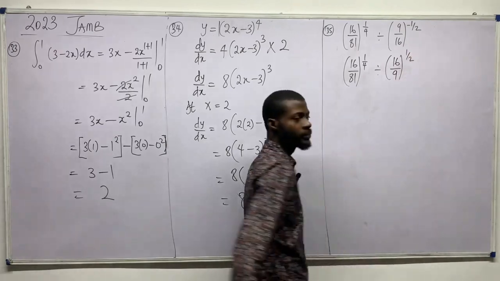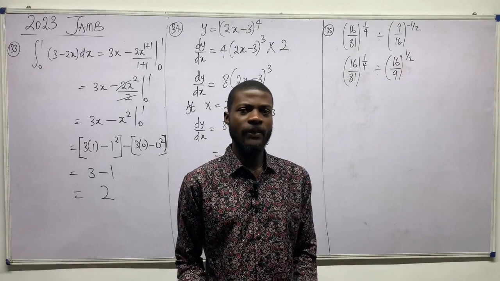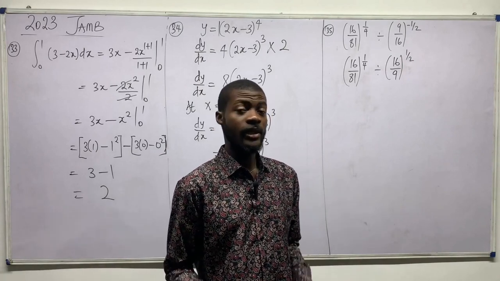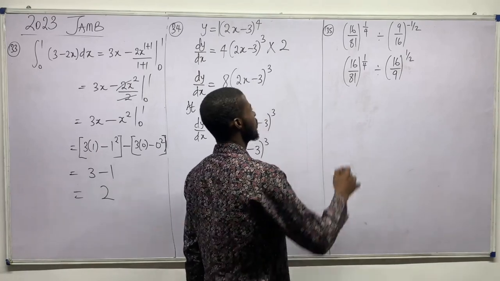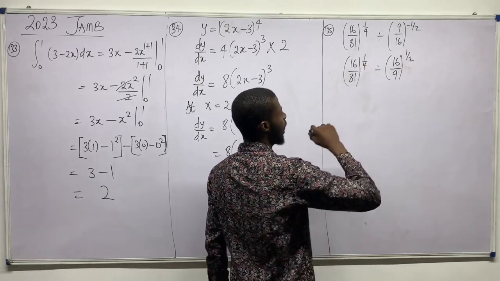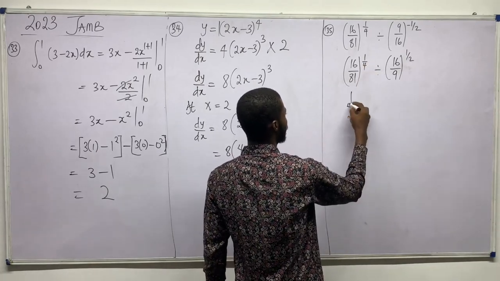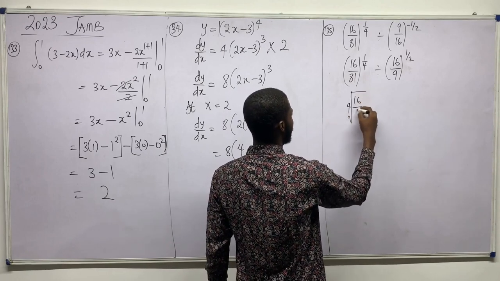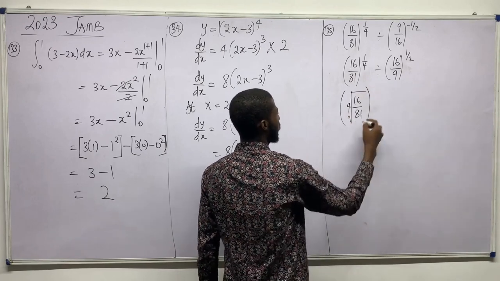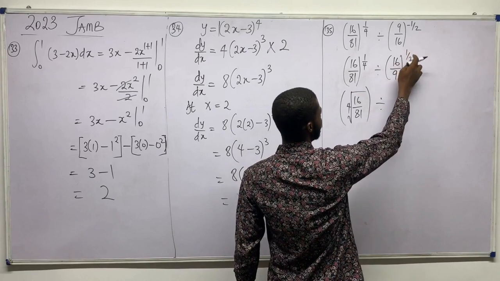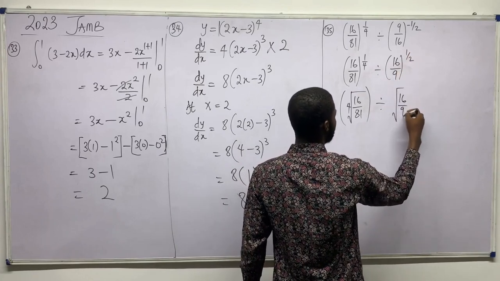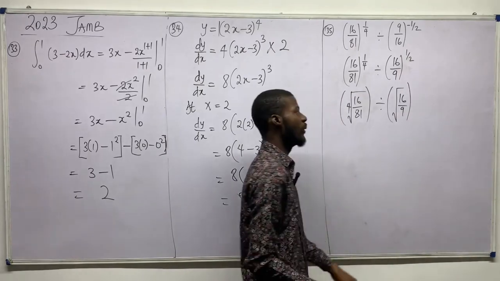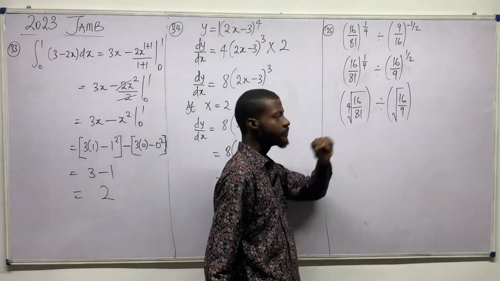1/2. Now, what does a fractional power mean in indices? A fractional power is telling you that we're taking the root of that thing. Since it's 1/4, what is the fourth root of 16/81, divided by, this is 1/2, right? So this will become the square root of 16 over 9. When it's a square root, you don't write the number in front of it.